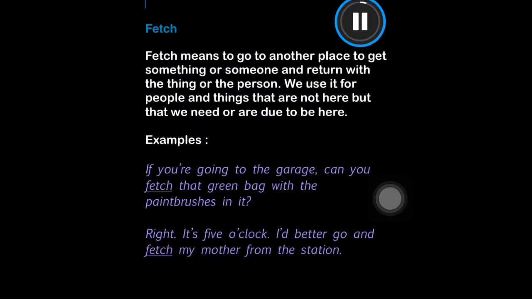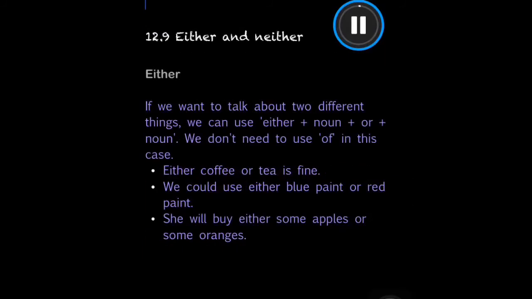Besides, fetch. Fetch means to go to another place to get something or someone and return with the thing or the person. We use it for the people and things that are not here but that we need or are due to be here. For examples, the first sentence is, if you are going to the garage, can you fetch the green bag with the paint brushes in it? Next, right, it's 5 o'clock. I better go and fetch my mother from the station.